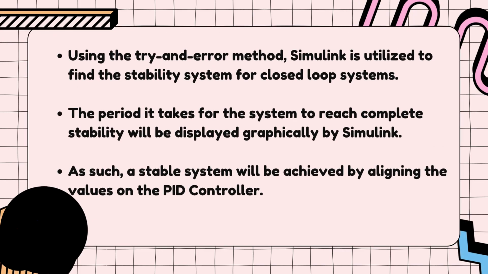To find the values of Kp, Ki, and Kd, we are using the trial and error method. Simulink is utilized to find the stability of the closed loop system. The time it takes for the system to reach complete stability will be displayed graphically by Simulink. A stable system will be achieved by adjusting the values on the PID controller.